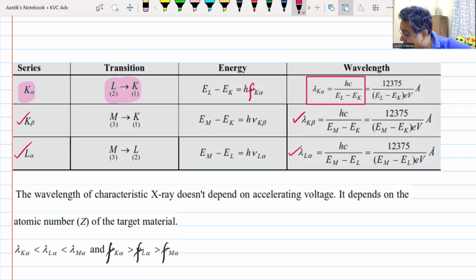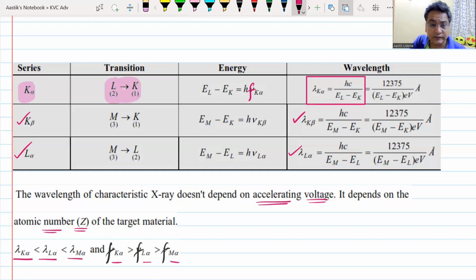The wavelength does not depend on the accelerating voltage. It depends on the atomic number, and therefore it depends on the material. Lambda of K alpha is less than lambda of L alpha, which is less than lambda of M alpha. Similarly, you can see the frequency of K alpha from the calculations. Yes or no? I'll give you 2 minutes to note it down. Note it down fast.